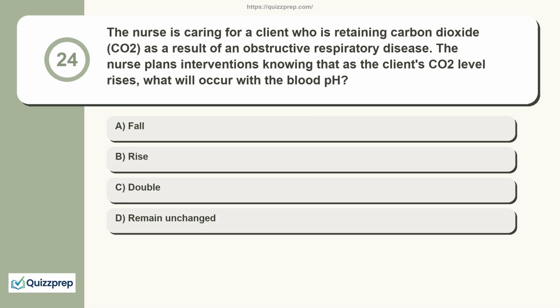Question 24. The nurse is caring for a client who is retaining carbon dioxide, CO2, as a result of an obstructive respiratory disease. The nurse plans interventions knowing that as the client's CO2 level rises, what will occur with the blood pH? Fall, rise, double, remain unchanged.